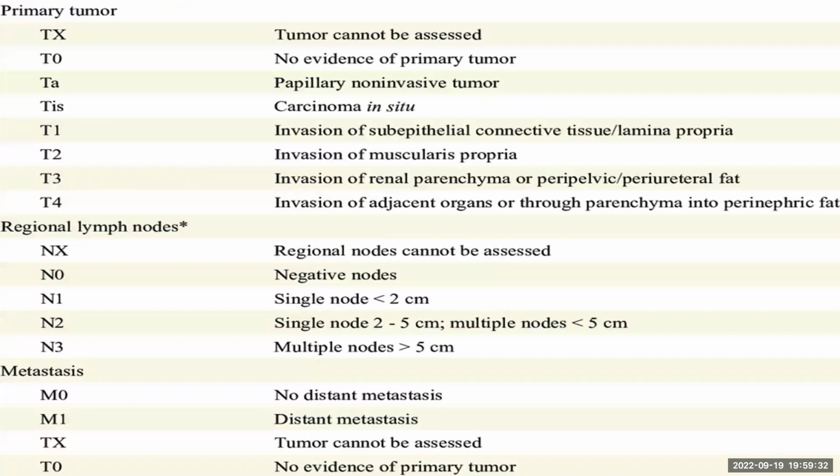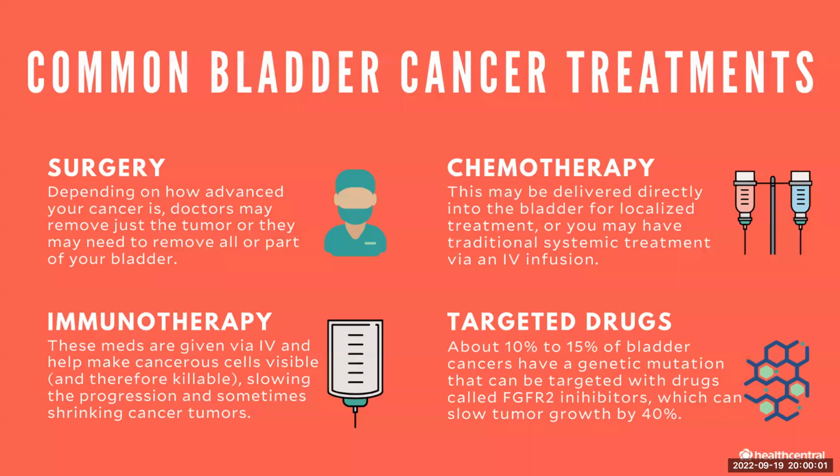So this is the TNM classification. T means tumor, N means lymph nodes, and M means metastasis. TNM classification shows how deeply these tumors have spread. The TNM classification specifically for bladder cancer is not important, but yes, the TNM classification in general is important.